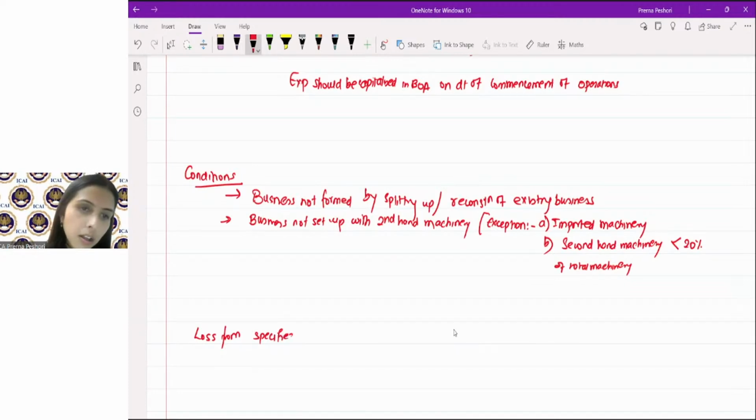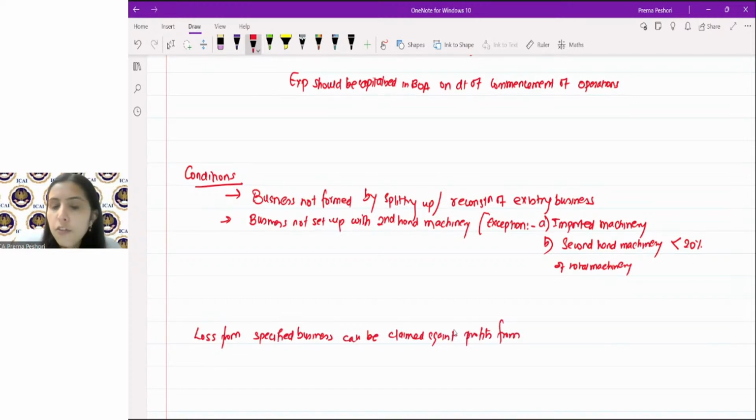Also, loss from specified business can be claimed against profits from specified business. It is not allowed against the normal business. Are we clear? This is under section 73A.